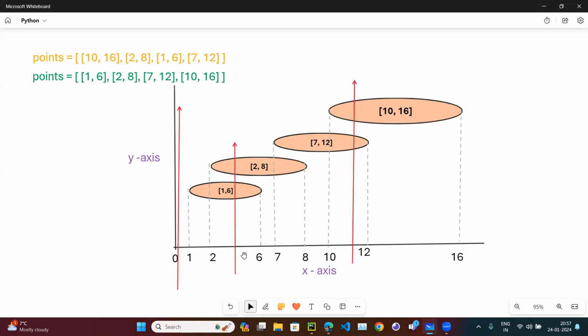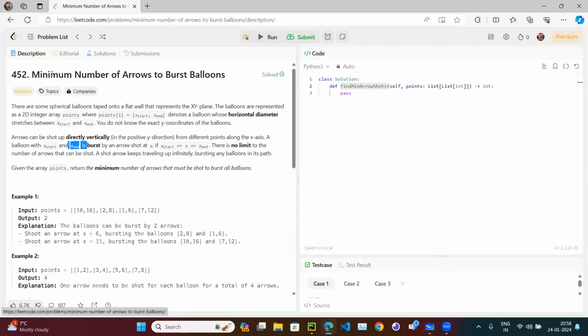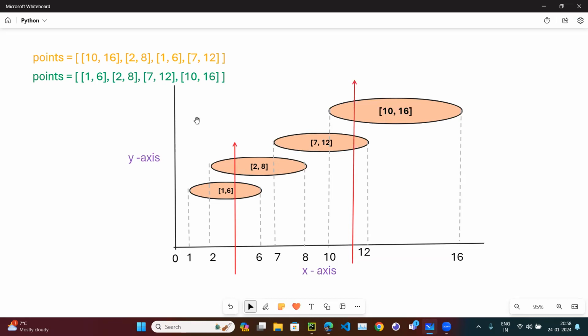No, because it did not even touch my balloon, right? So to burst my balloon, at least it should be touched. So one way is that whatever the number of balloons to burst, I can shoot that number of arrows. But that way we are finding the maximum number of arrows, because for one balloon one arrow, for the second balloon a second arrow, for the third balloon a third arrow, for the fourth balloon a fourth arrow. But here we need to find the minimum number of arrows. So it means one arrow can burst maybe one balloon, or maybe two balloons, maybe three balloons, maybe four balloons.